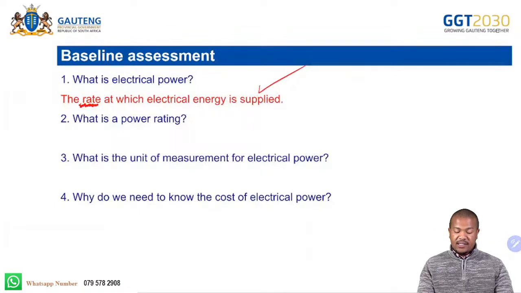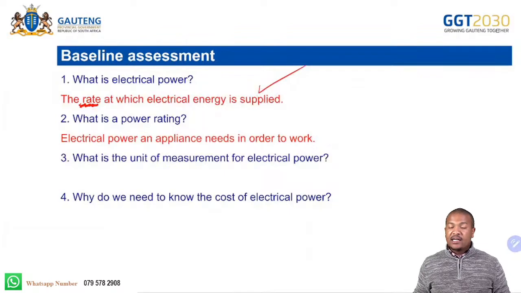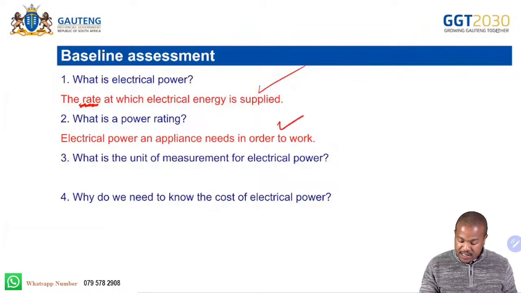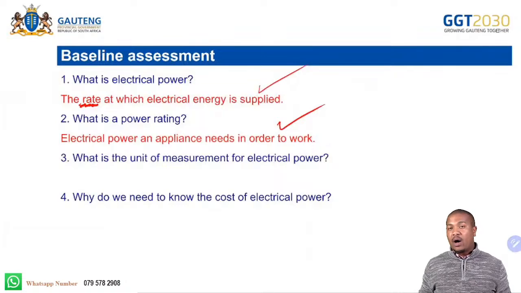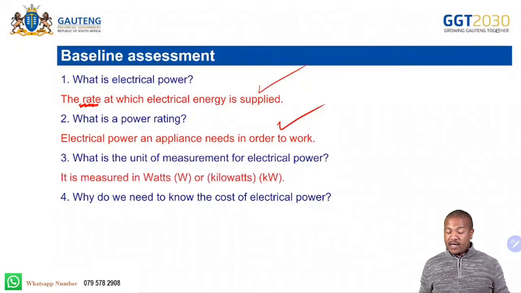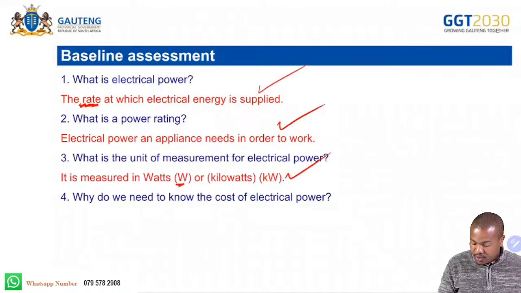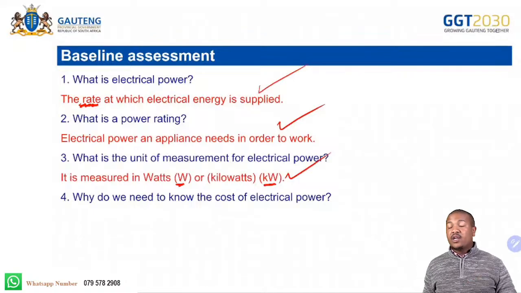Number two, what is a power rating? A power rating is the electrical power an appliance needs in order to work. Number three, what is the unit of measurement for electrical power? Electrical power is measured in units called watts or kilowatts, watts having the symbol W and kilowatts having the symbol kW.